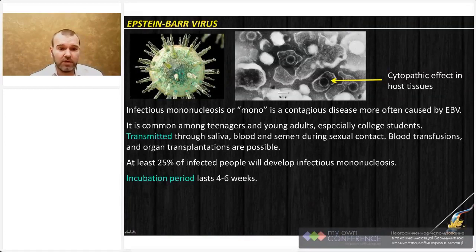So the second virus is Epstein-Barr virus. It is the causative agent of infectious mononucleosis, or just mono. And actually that infection can be caused by some other viruses, but EBV, Epstein-Barr virus, is the most frequent pathogen. So the name mononucleosis was given because of, again, a unique cytopathic effect in host cells. As you can see, it is marked with an arrow.